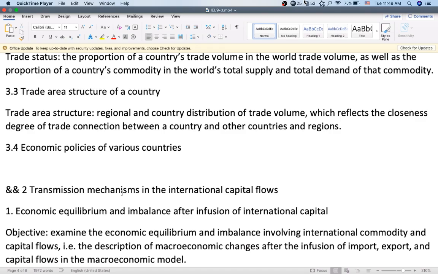The inflow of foreign capital into a country means the inflow of foreign capital into another country will decrease, and the decrease of foreign capital means economic growth will be affected. Therefore, different economic policies have a certain influence on the transmission mechanism and the process.